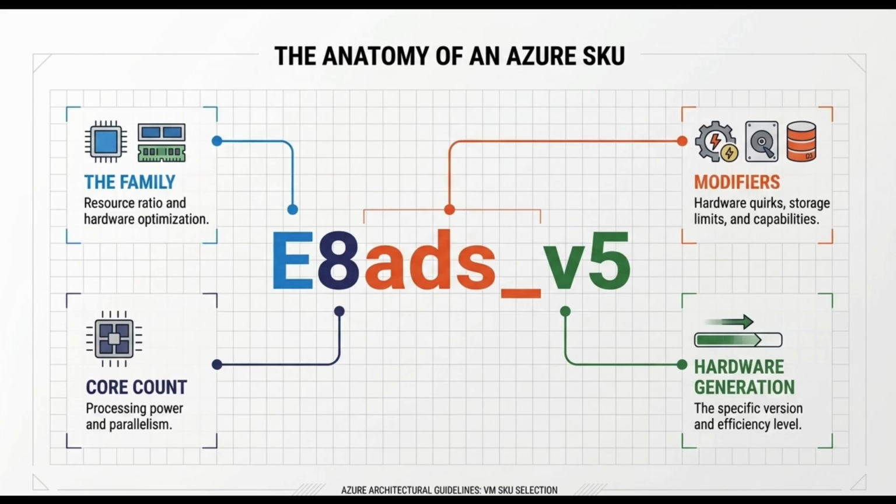Now, when you see VM names like E8 ADS V5, you will no longer feel confused. You can actually understand workload purpose, your architecture fit, your storage implications and cost considerations. And honestly, understanding VM SKUs is one of those Azure skills that separates someone who simply deploys resources from someone who truly designs cloud infrastructure properly.